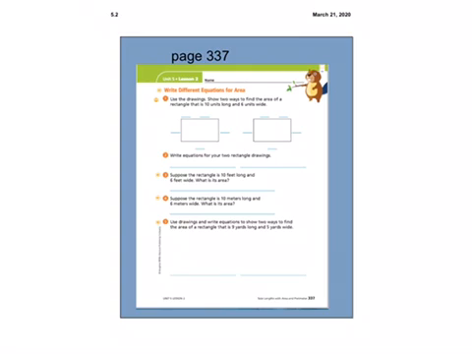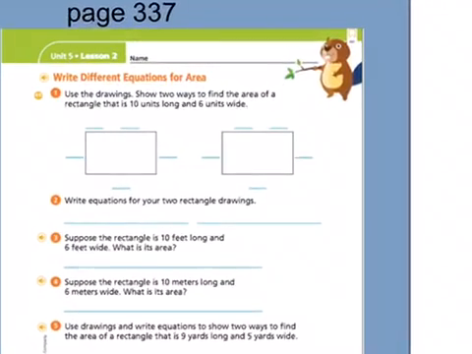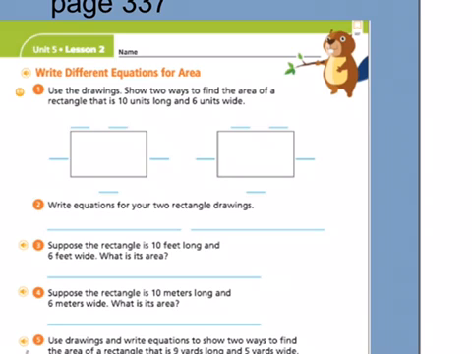So we are on page 337 in your math workbook, and we're going to write different equations for the area. We're going to use these drawings. We're going to show two ways to find the area of a rectangle that is 10 units long and 6 units wide. So because it's 6 units, we're going to put a 6 here, and a 6 here, and a 6 here, and a 6 here. And then it's 10 units long, so that means from here to here, it is 10 units long. And this is 10 units long.